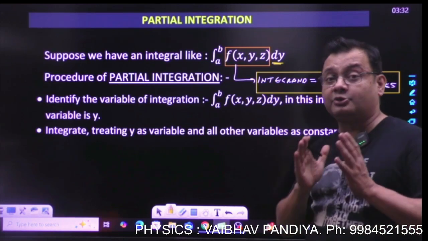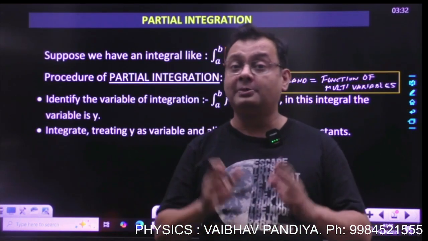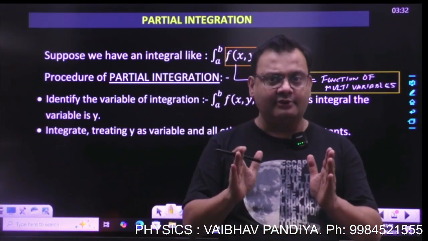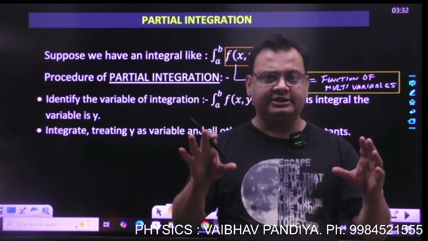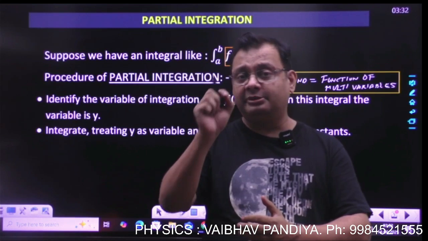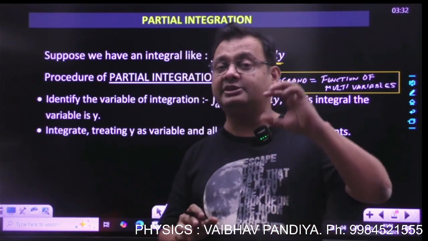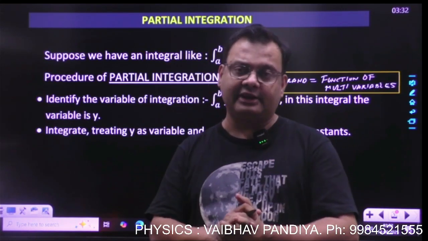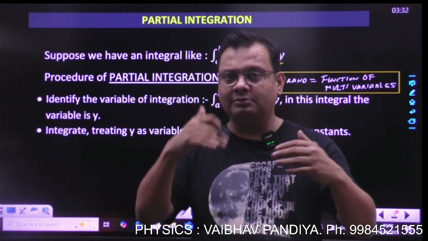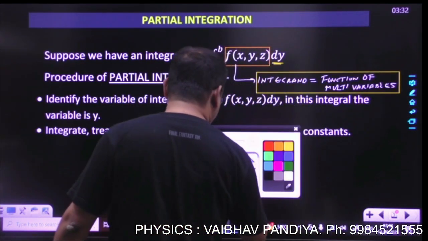Now let's see what is the procedure of partial integration. Again I repeat, let's see what is the procedure of partial integration. When we use partial integration, we have an integrand that is a function of multiple variables. Again I am emphasizing what will trigger you, which point in the problem will be a trigger point for making a decision that we have to go for partial integration: when the integrand is a function of more than one variable, okay? So let's see what is the process for partial integration.